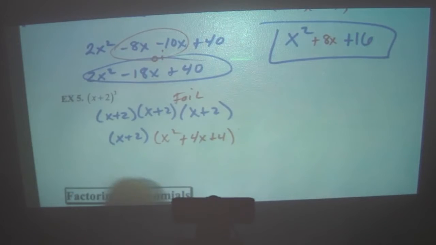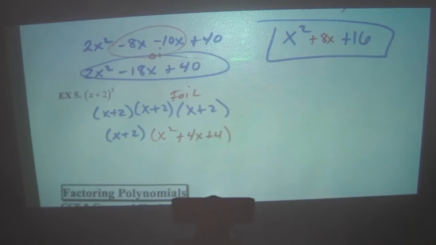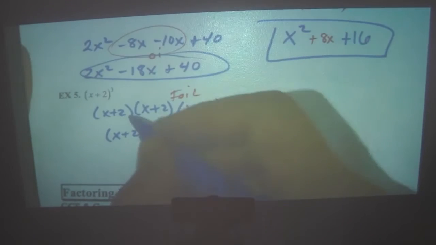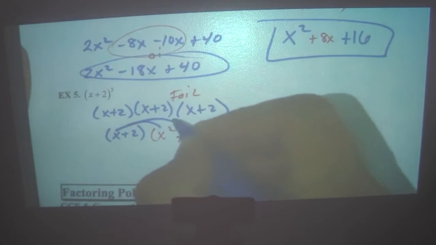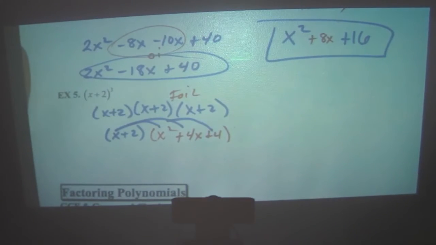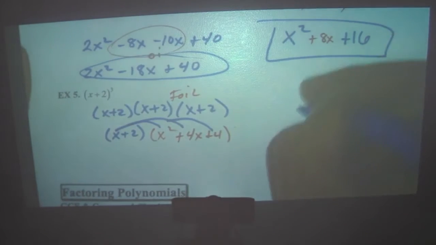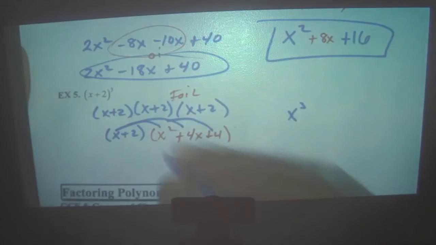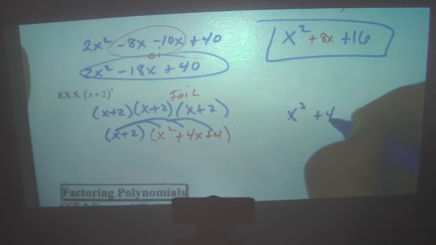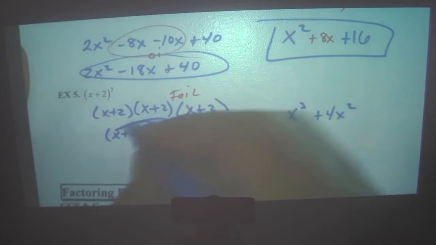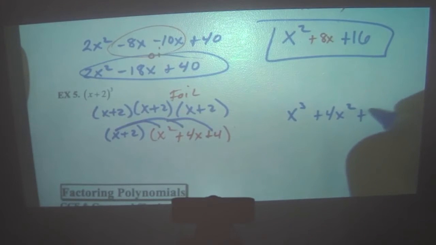So now I have a binomial times a trinomial. Okay, go back to the idea. I have 2 things times 3 things. So 2 times 3, I should get 6 things when I'm all done. Okay, so I've got to take this x and distribute to all 3 terms. So x times x squared, we all know is x cubed. X times 4x is 4x squared. And x times 4 is 4x.